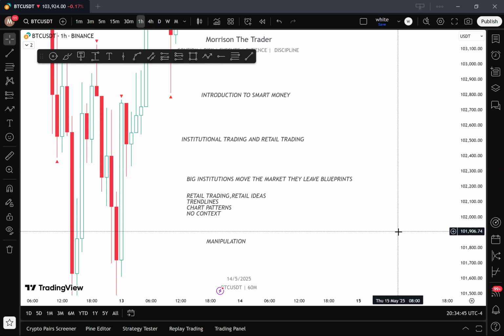This is the first episode, the first introduction to smart money. And I hope that this gives you an idea about what smart money is, the concept, the manipulation, and all of that. In our next episode, we'll talk about the market structure, the liquidity, and everything that has got to do with the smart money concept.